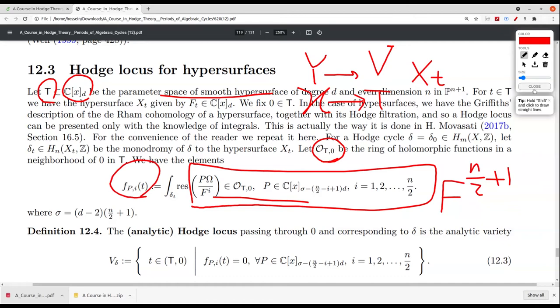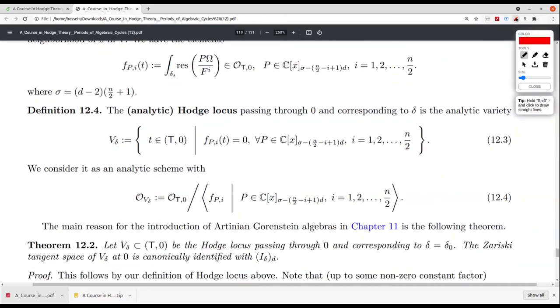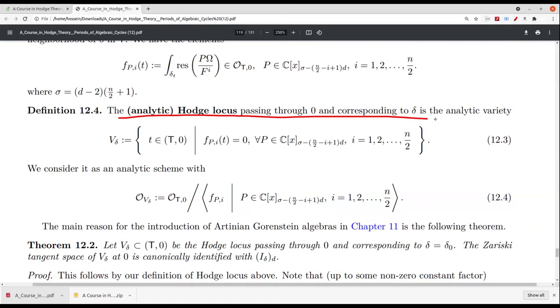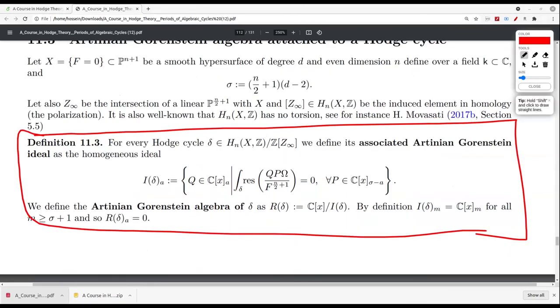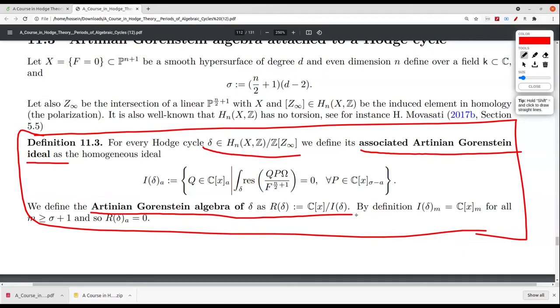So in this case, the analytic Hodge locus passing through the zero point will be just the zero set of this one, and then we have to consider it as a scheme. So the ring of functions of our Hodge locus will be O_{T,0} divided by this ideal. So remember from our previous video that attached to a Hodge cycle, we can always construct an Artinian-Gorenstein ideal and Artinian-Gorenstein algebra. And so this is I_delta that we have to consider.